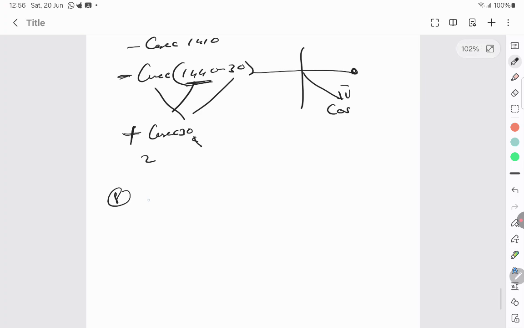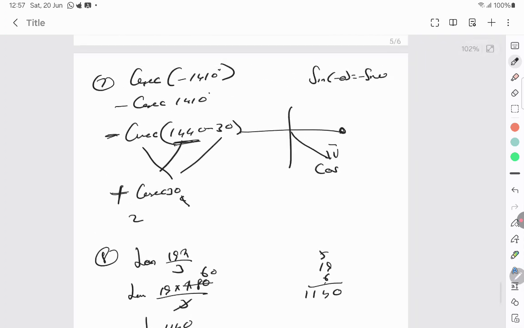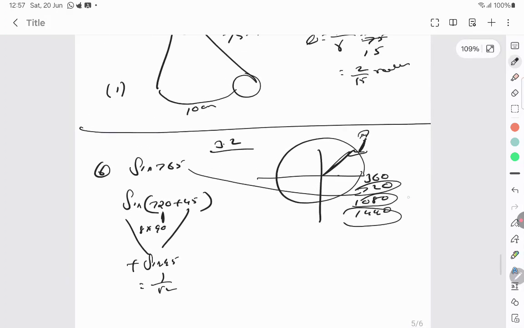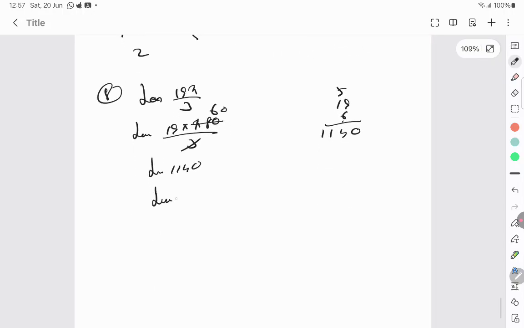Eighth question. Tan of 19 pi by 3. Tan of 19 into pi, which is 180, by 3. So 19, 6 nines are 54, 6 ones are 6, 6 plus 5, 11. 1140. Tan 1140 is closer to which angle? 1080 plus 60. Tan of 1080 plus 60.